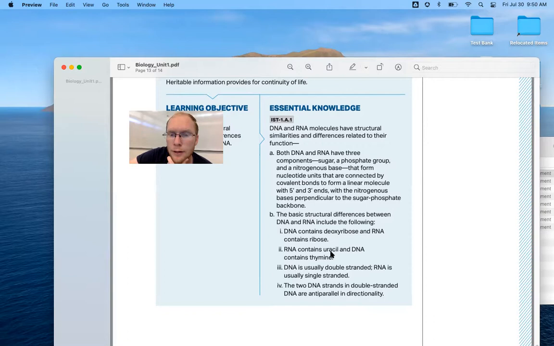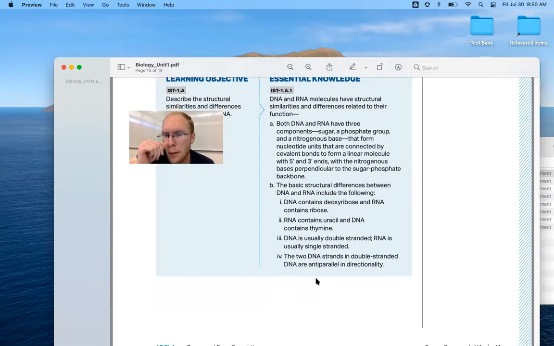RNA has uracil. DNA has thymine. So the uracil replaces the thymine. That's an important thing we need to talk about. RNA is usually a single strand, as we mentioned. Yeah, so I think we covered everything.